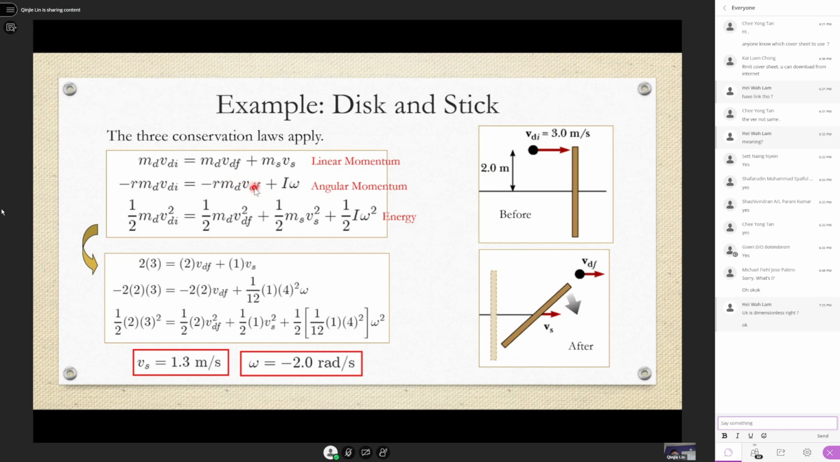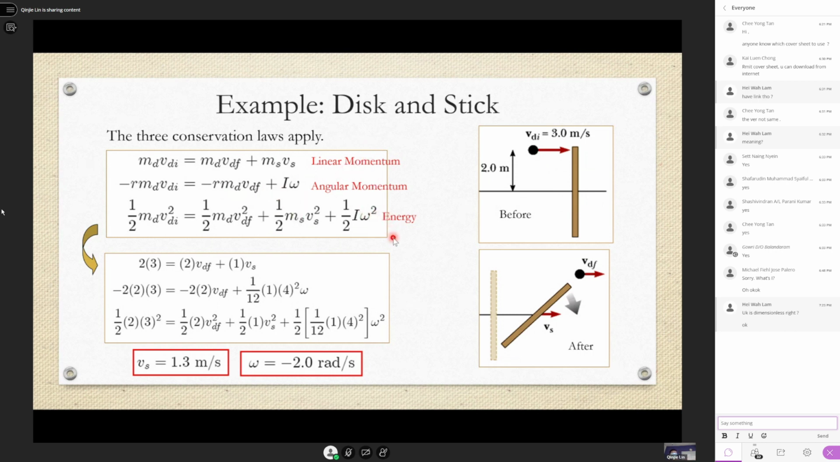Then after collision, your disc is still moving. So same thing, just that now it is the final state. You don't know the values for now. Then you also have another thing that is rotating, which is the rod, the stick. So the angular momentum for that is your I omega for the stick.